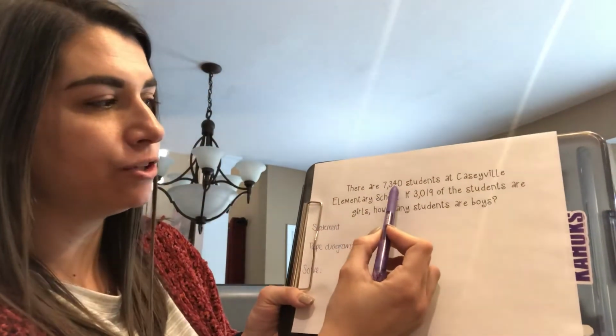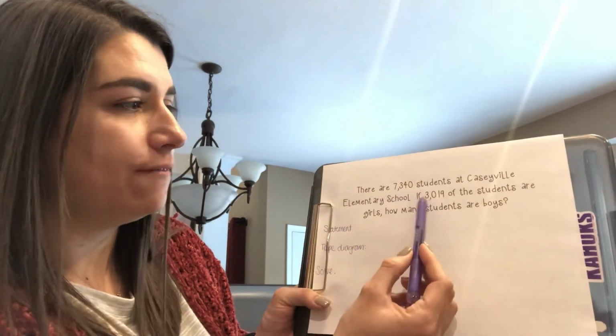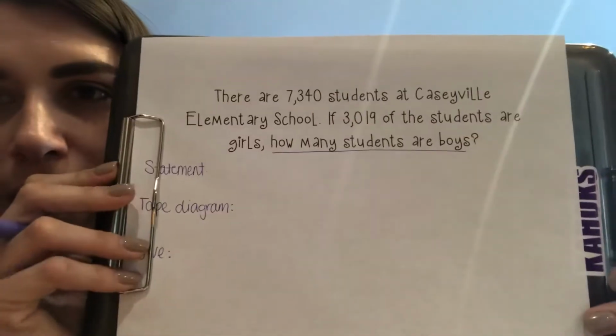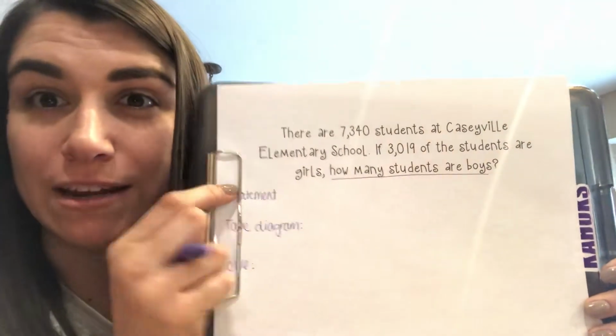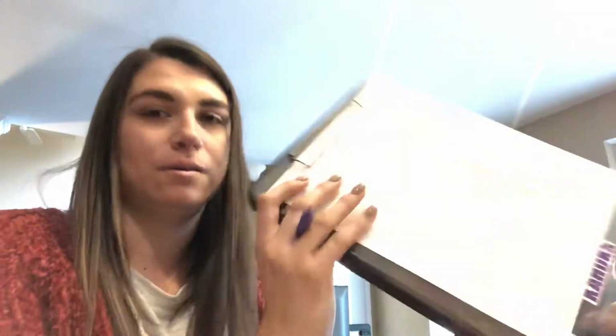All right, the first thing we're gonna do is write a statement. So when I write my statement, I need to find what the question is in the problem. So I'm gonna reread it. There are 7,340 students at Caseyville Elementary School. If 3,019 of the students are girls, how many students are boys? So that is my question. So I'm gonna underline my question, and I'm gonna turn around and make it a statement. So how many students are boys? I'm gonna say blank students are boys.